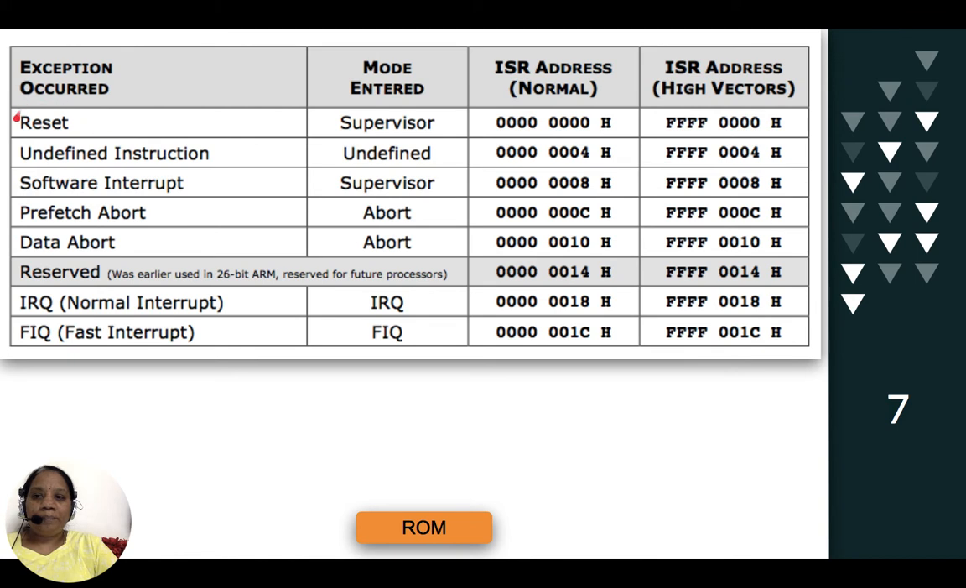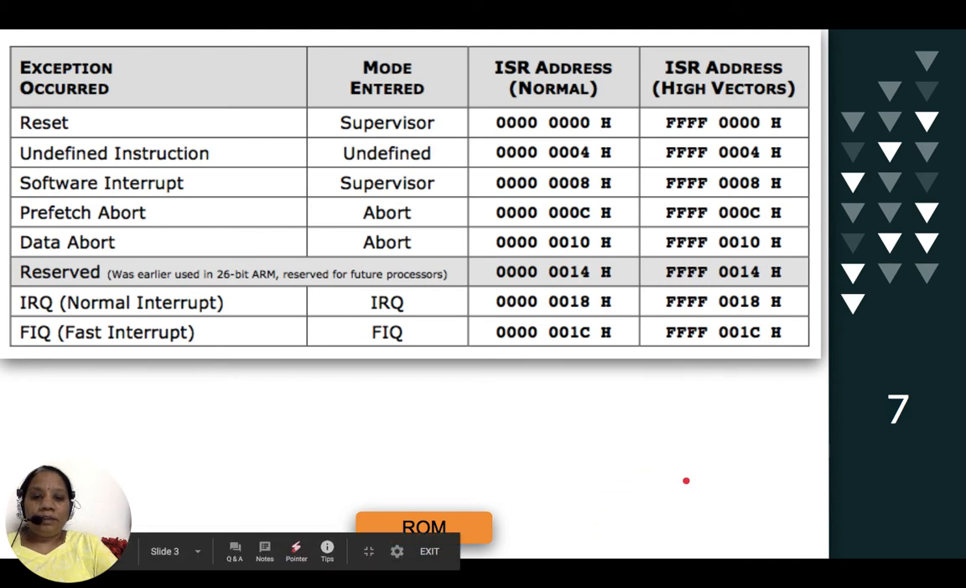For example, reset. For any processor, the vector address of reset will be all zeros, because that should be the first program that runs for a processor. So it is always all zeros. So why is it that there are two vector addresses here in ARM7? Here you can see one vector address is called the normal vector address, and the other is called the high vector address. Now the reason is you have a 4 GB memory, right?